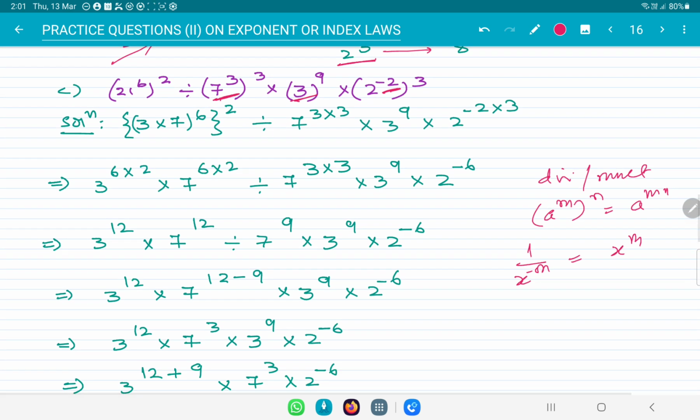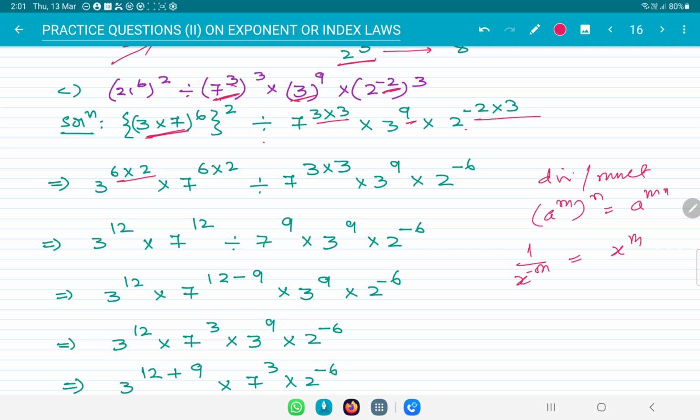Okay. So now we are doing it: 21 can be written as 3 into 7, raised to the power 6, whole raised to the power 2, divided by 7, so 3 into 3 raised to the power 9, and 2 will be 2 raised to the power minus 2 into 3.